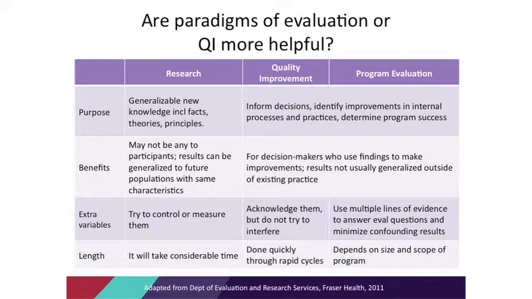In quality improvement, we acknowledge them, but we don't do anything about it, and try not to interfere. And then in evaluation, we try to get a bunch of different lines of evidence so we can sort of understand how extraneous variables to the ones we're most interested in affect the outcome.